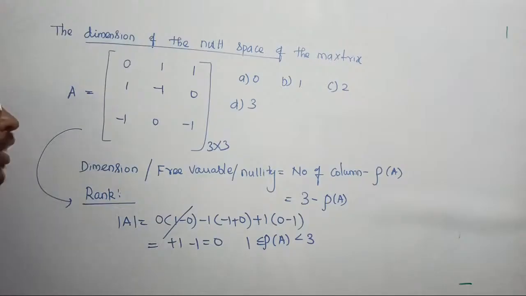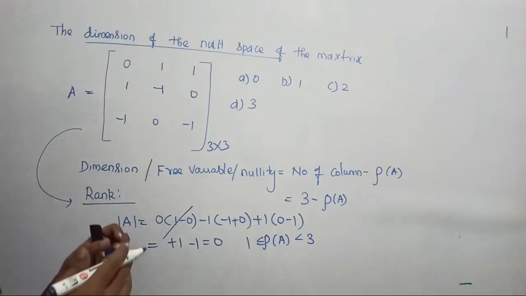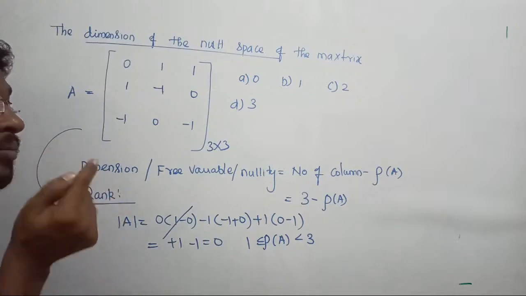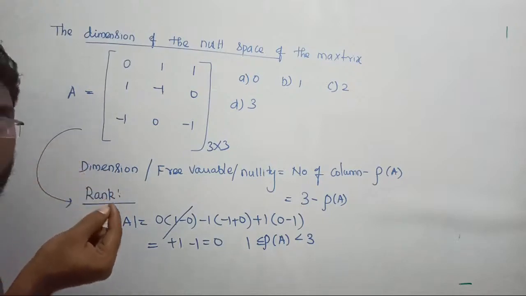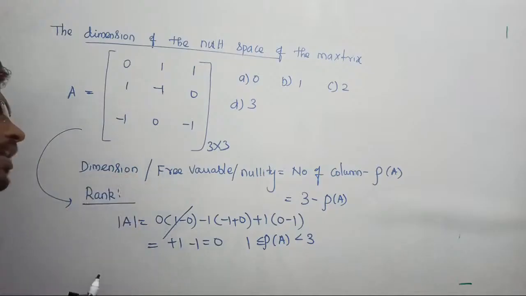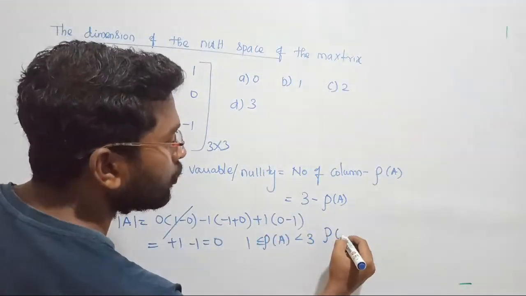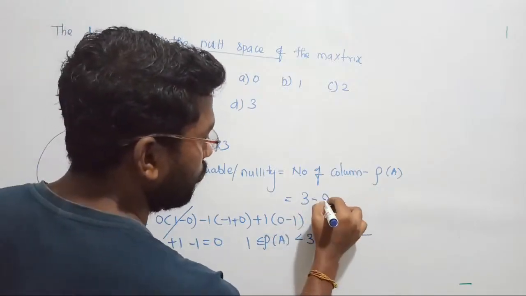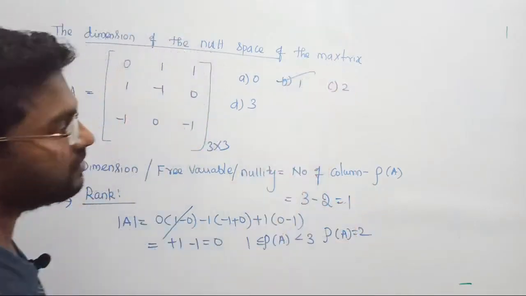What I have told you: among all the 2 cross 2 subsquare matrices in a 3 cross 3 matrix, if the determinant of any one 2 cross 2 matrix is not equal to 0, then the rank of the matrix will be equal to 2. So the rank of the matrix will be 2. So 3 minus 2 equal to 1. So the correct answer is option B.